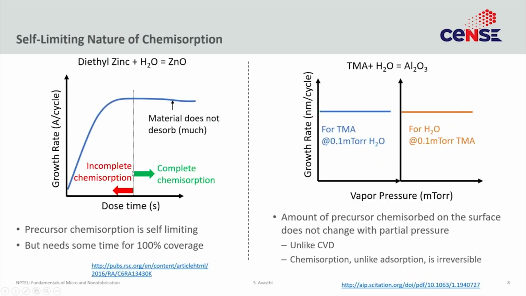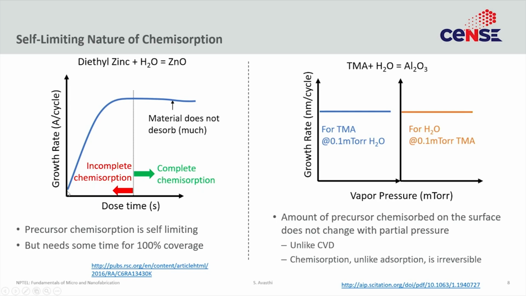So let us talk a little bit more about this self-limiting nature of chemisorption. So for example, let's take diethyl zinc and water, which react to give you zinc oxide. If you look at the growth rate and you plot the growth rate per cycle as a function of dose time, this is how long you leave the precursor A, in this case diethyl zinc, on, right? So how long you keep it on. So you are changing that time.